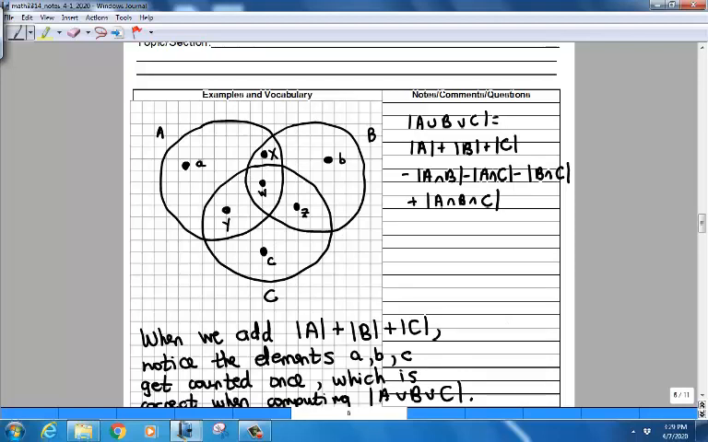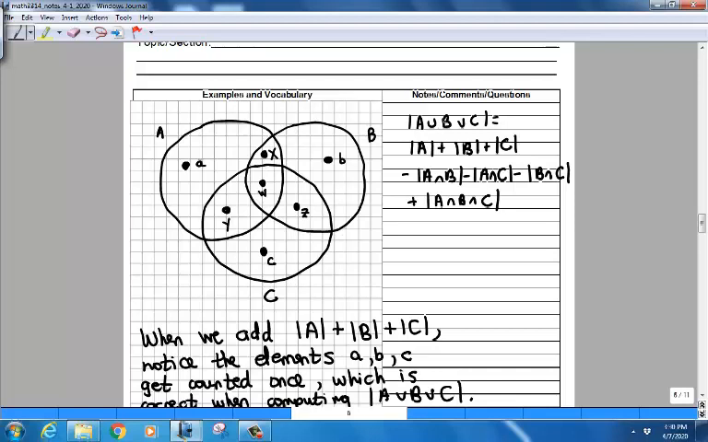So here I've just repeated that inclusion-exclusion formula, which tells us how to find the cardinality of the union of these three sets. And what I'm going to do is show you how these individual elements are counted in this formula, so you can get an idea of why we have to do these subtractions and why we have to do this addition in order to properly count the cardinality of the union of the three sets. So let's look at how the formula is going to work.